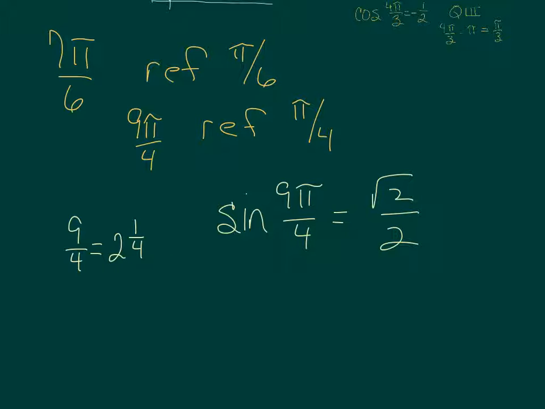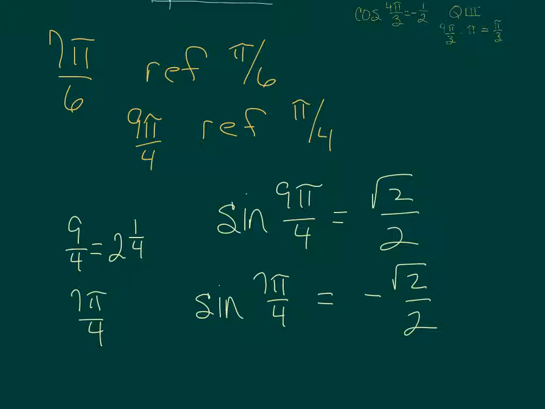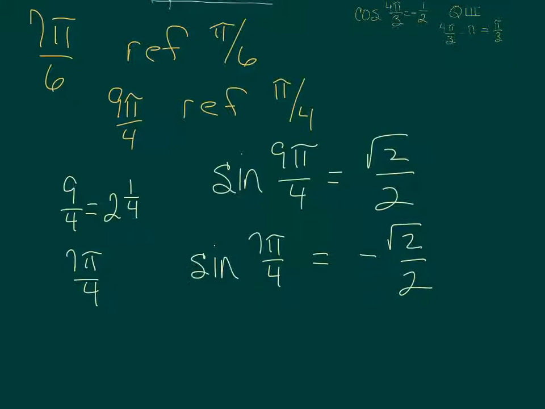But say I had asked for 7 pi over 4. What quadrant does that lie in? That lies in the fourth quadrant. Is the sign negative or positive? Negative. So once we know the reference angle, all we have to do is figure out where that terminal ray lies.